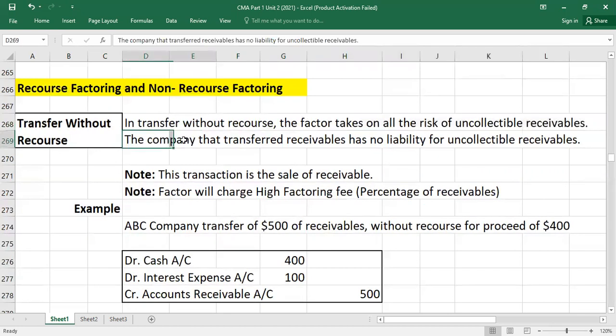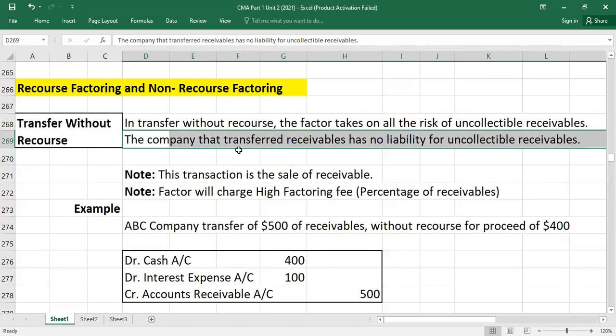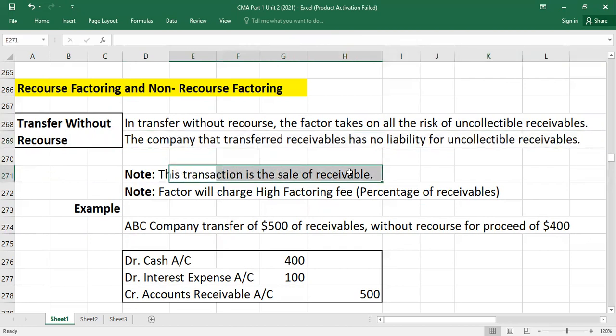The company that transferred the receivable has no liability for uncollectible receivables, because if any customer defaults, this risk will be borne by the factor company, not by our company. So when you transfer the receivables to the factor company and also transfer the risk of bad debts, this transaction qualifies as a sale of receivable. It looks like a sale of receivable. Why? Because you have no liability for uncollectible receivables.